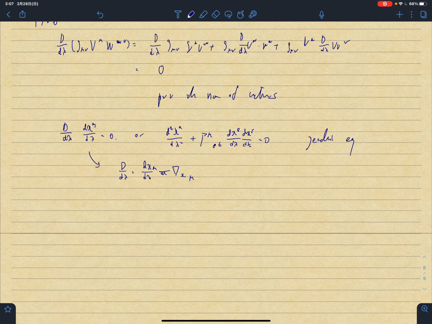And you should remember, we can easily see it represents familiar notions like the straight line in flat space. In that case, we can choose Cartesian coordinates, in which this equation is just d squared x mu d lambda squared equals 0, which is the equation for a straight line.